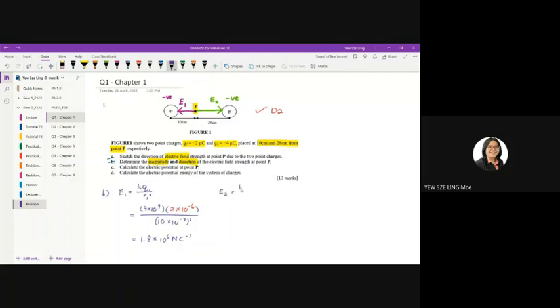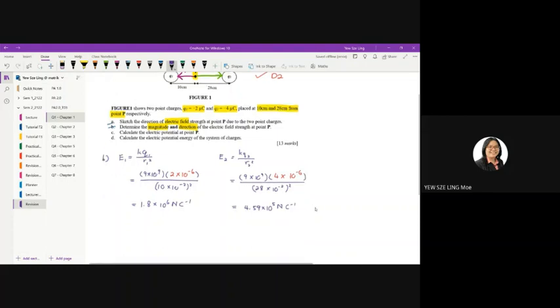You repeat the same thing for E2. So E2 equals kQ2 over r2 squared, which is 9 times 10 to the power of 9, and again you substitute the value without the negative sign, over the distance in SI units, 28 times 10 to the power of -2, squared. So the answer is 4.59 times 10 to the power of 5 N C^-1. So that is how you calculate E1 and E2.